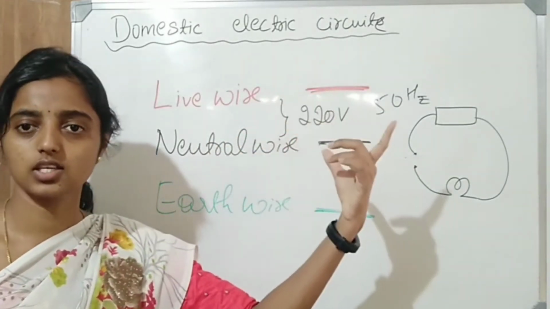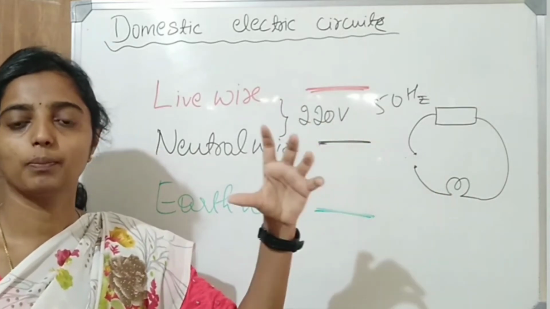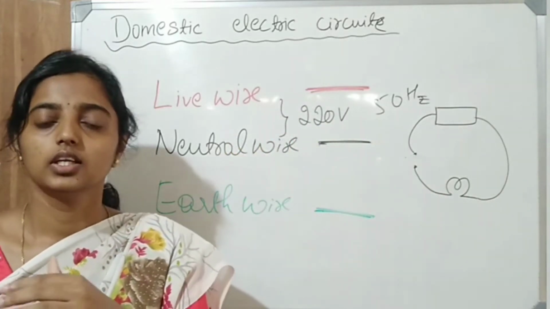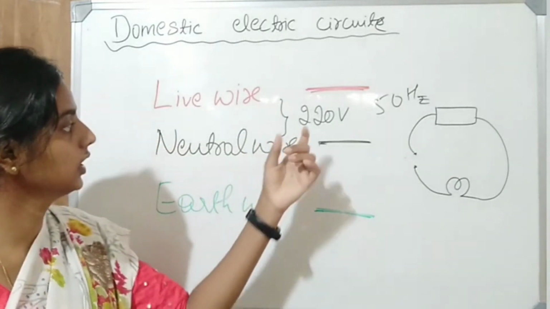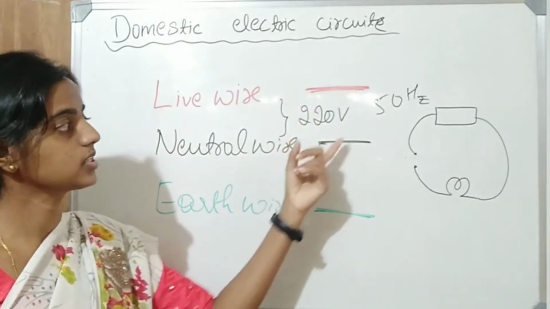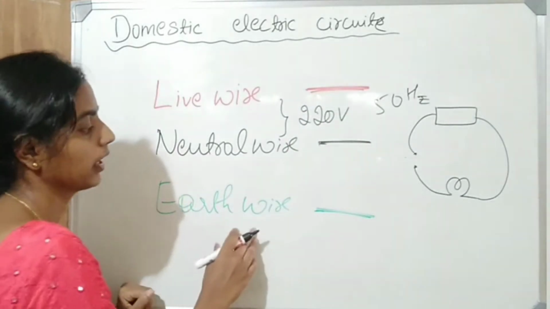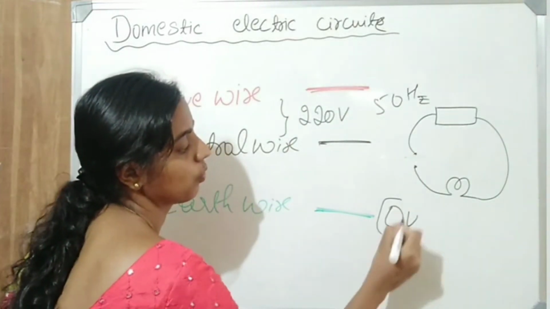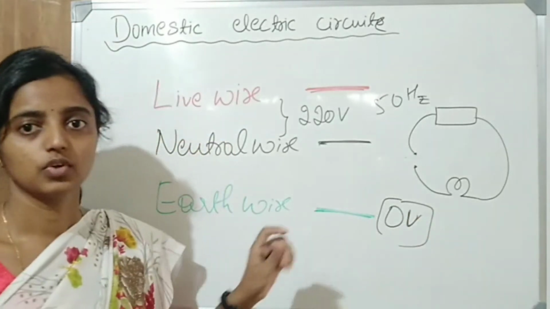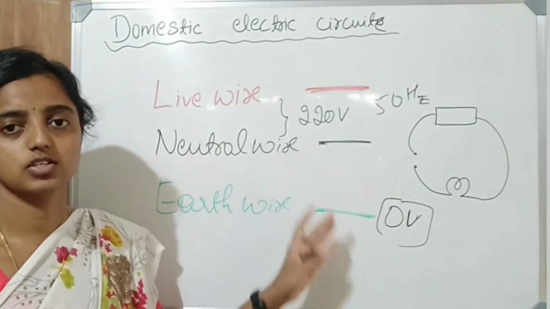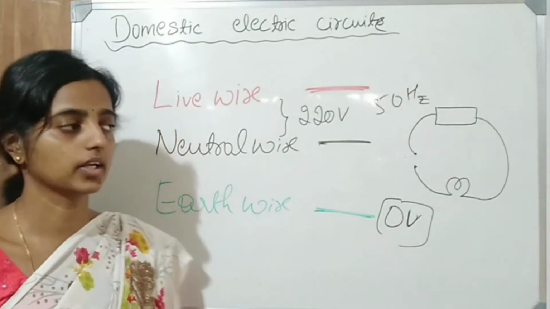As I told in the last class, while explaining DC and AC, we'll have a particular range of frequencies in each individual country, right? So in India we have 220 volt between these two wires, and in terms of frequency we call it 50 hertz. And the earth wire will be 0 volt. Okay, so this is the main point. I hope you understood, and let us jump to the next part.